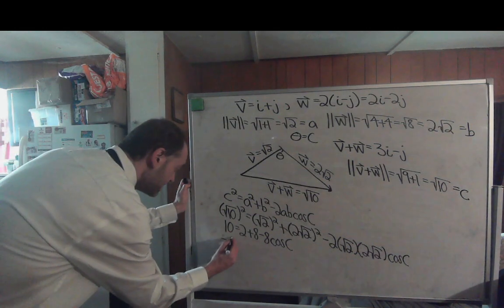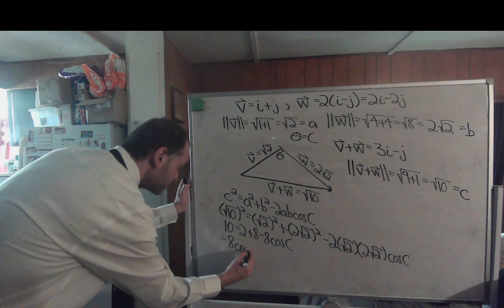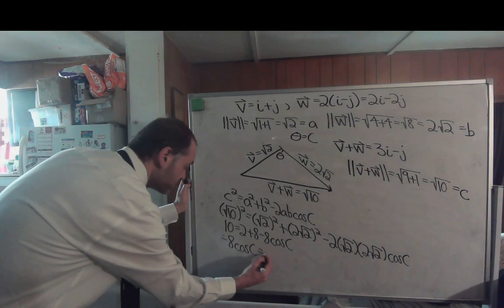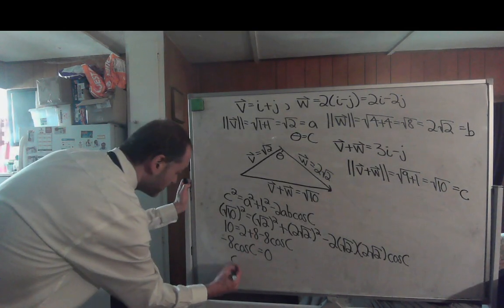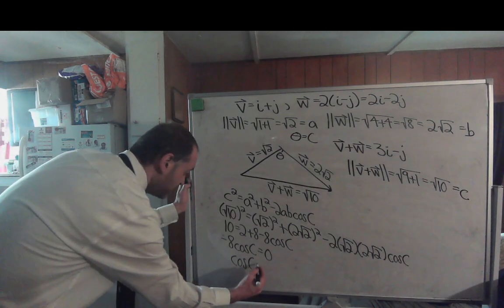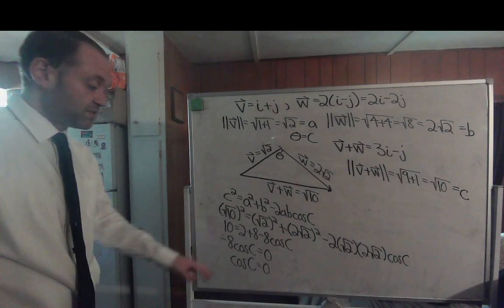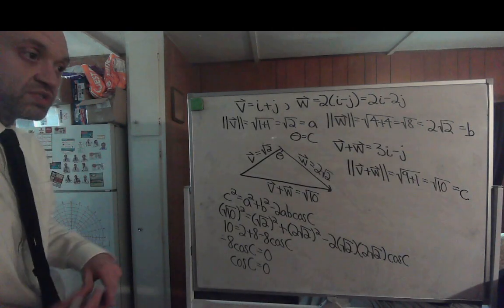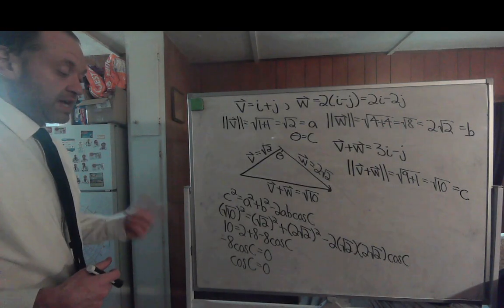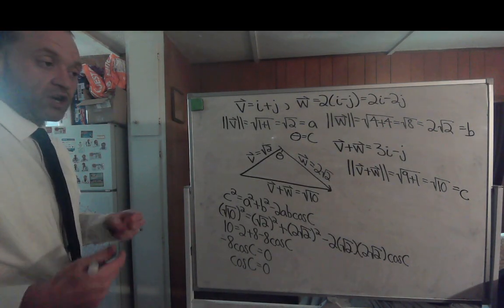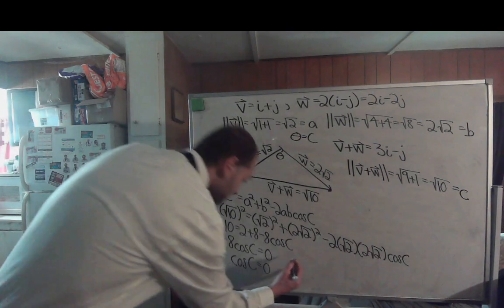So that means that negative 8 times the cosine of C equals 0. You'll get that the cosine of angle C equals 0. Well, this one we don't even really need to apply the inverse. It should be pretty obvious that anywhere you have a cosine of 0, it'd be 90 degrees.